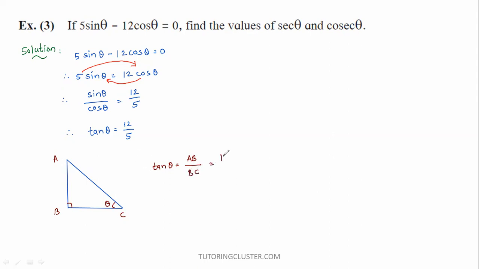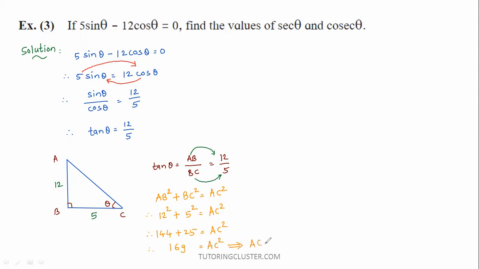But what is tan theta? It is nothing but 12 divided by 5. So, can I say AB is equal to 12 and BC is equal to 5? So, AB is equal to 12 unit, BC is equal to 5 unit. Now, if I have to apply Pythagoras theorem here, what is Pythagoras theorem? AB square plus BC square is equal to AC square. So, 12 square plus 5 square is equal to AC square. So, 144 plus 25 is equal to AC square. 169 is equal to AC square. That means AC is equal to square root of 169, which is equal to 13. So, we have found the hypotenuse of this right angle triangle is 13.